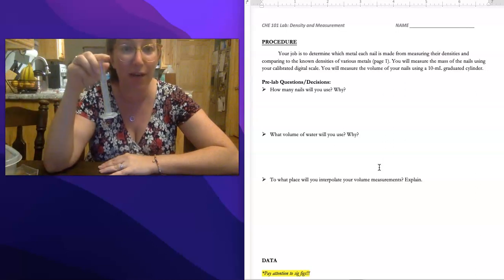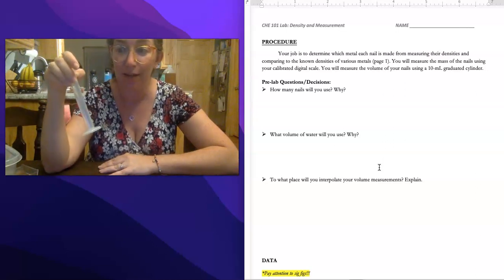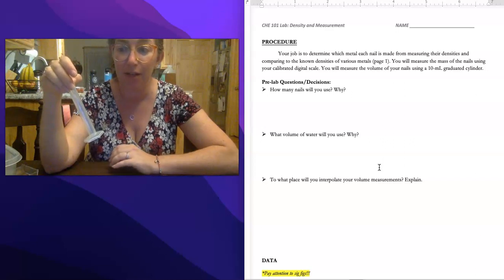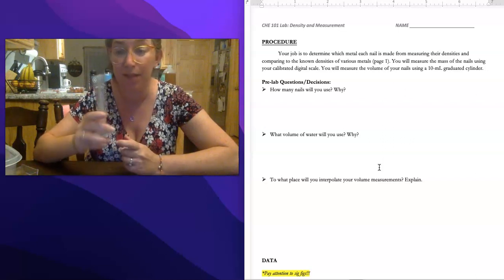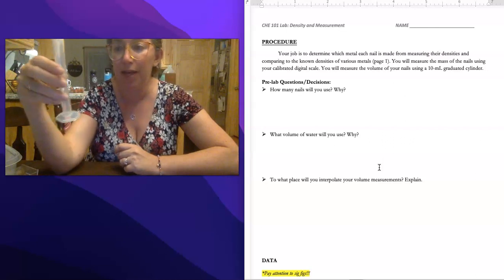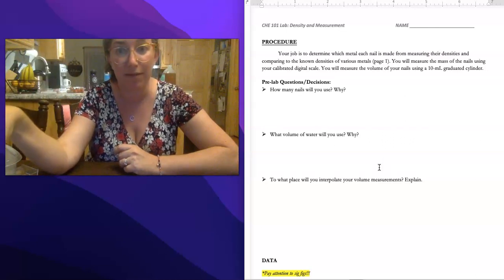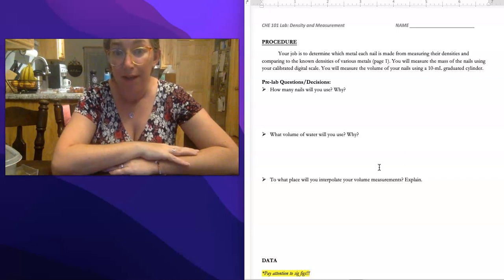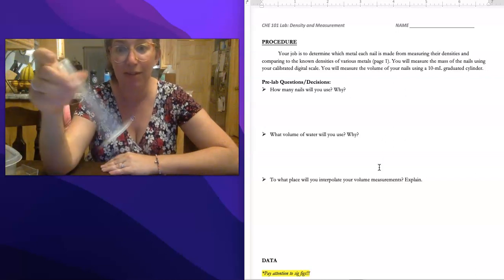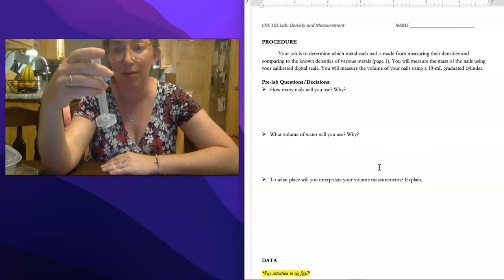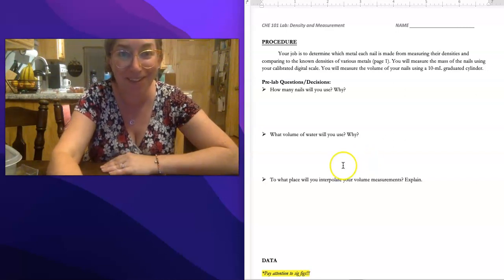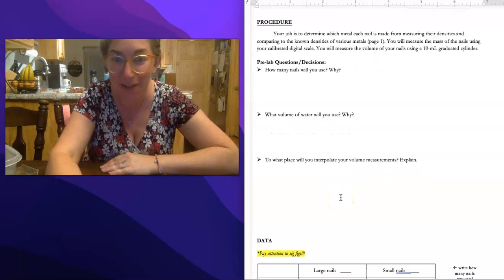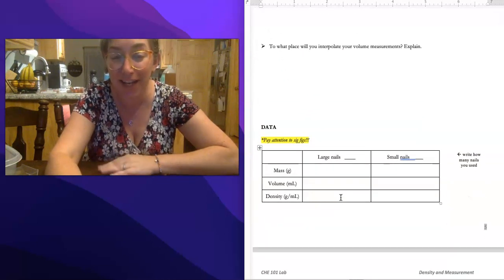So then you also have to decide what volume of water you're going to use. Again, you have to be methodical in this because you don't want it to go above the 10 milliliter marker, and you want to be able to read it. And then lastly, you need to figure out which place you're going to be able to interpolate to. And it's not terribly accurate on these cheapo little plastic graduated cylinders. So you'll record your data here.